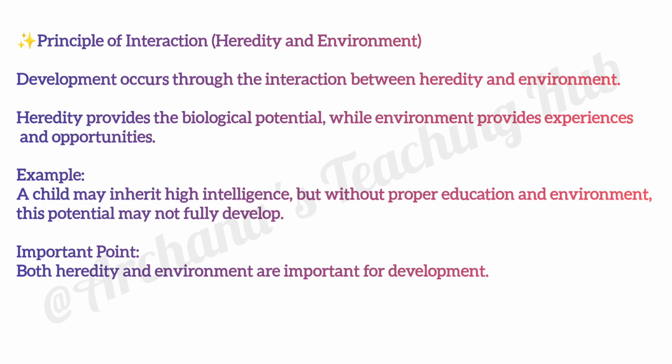Principle of interaction of heredity and environment. Development occurs through the interaction between heredity and environment. Heredity provides the biological potential while environment provides experiences and opportunities. For example, a child may inherit high intelligence, but without proper education and environment, the potential may not fully develop. Both heredity and environment are important for development.